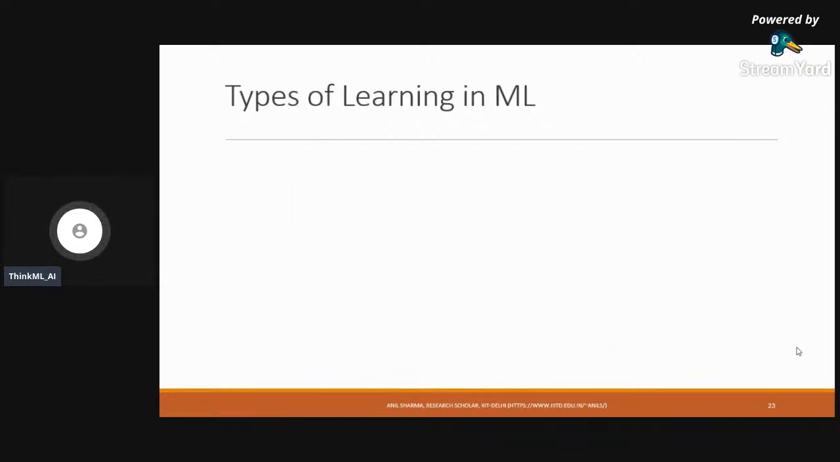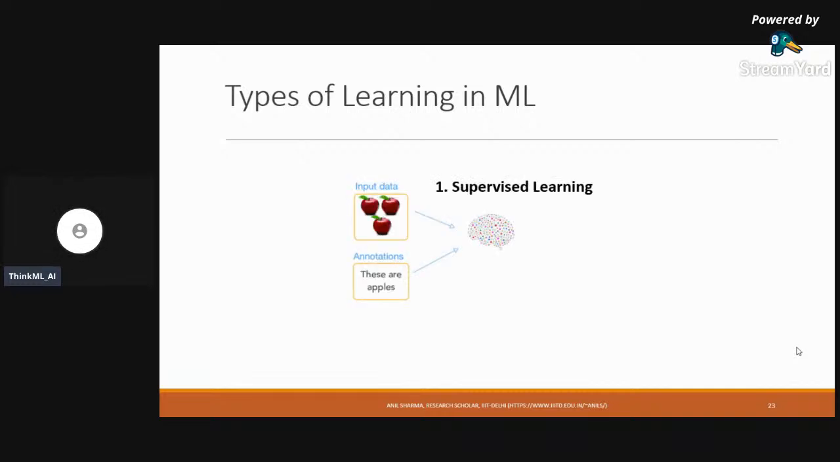So the types of learning in ML are, one, supervised learning, where we are giving input data and associated annotations. That means labels or ground truth information. These annotations will say what that data is. For example, this annotation says that this data is of apples.